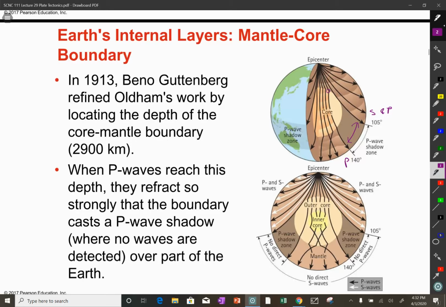So we were moving forward in time. We had 1906 that Oldham had discovered that you had the P wave stopping and the distinct change in speed. And then 1909 when Mohorovičić found his discontinuity. And then in 1913, another 4 years, Beno Gutenberg refined Oldham's work, and he determined that this radius right here was 2,900 kilometers, the radius from the center of the Earth to that edge of the liquid boundary.